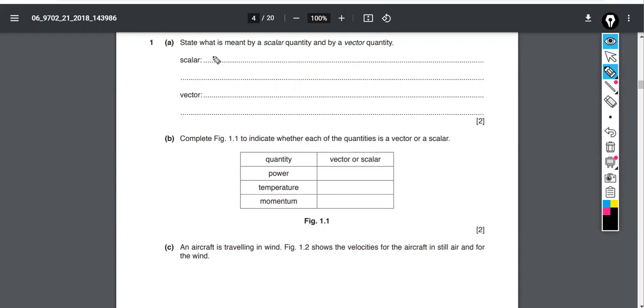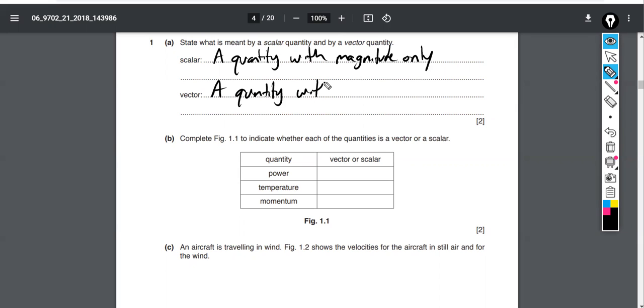scalar is a quantity with magnitude only. And for vector, if you said this one is a quantity with magnitude, and it's on the tip of everybody's tongue, let's say it together. The direction. Everybody said, resounding voice there.